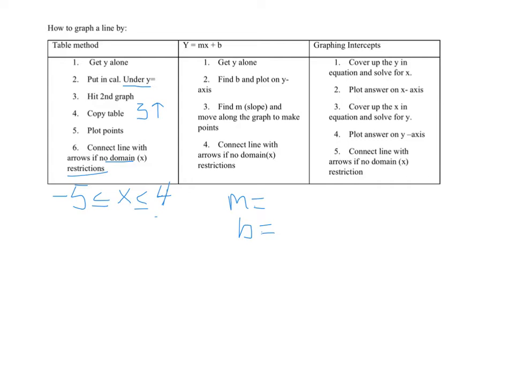Cover up graphing intercepts. Cover up the y in the equation and solve for x. Plot the answer on the x-axis. Cover up the x in the equation and solve for y. Plot the answer on the y-axis. Connect the line with arrows if no domain restrictions. We don't use this graphing by intercepts too often, but it is easy and you can do that.